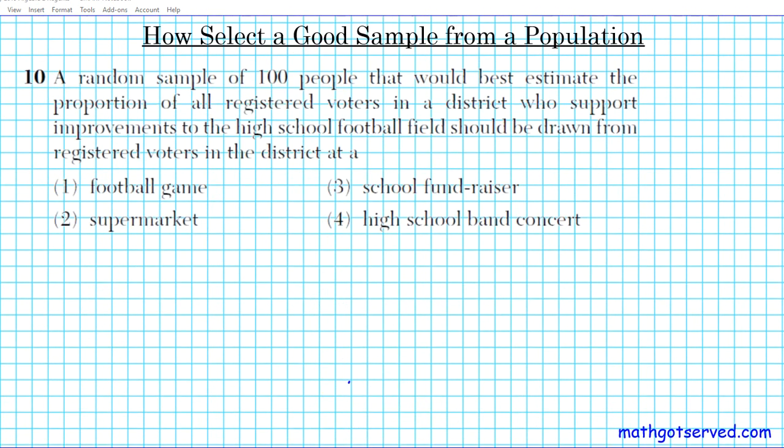All right, let's take a look at question 10. In question 10, we're looking at how to select a good sample from a population for statistical purposes. Question 10 reads: a random sample of 100 people that will best estimate the proportion of all registered voters in a district who support improvements to the high school football field should be drawn from registered voters in the district at A. So which of these options will help us create the best sample for the population?